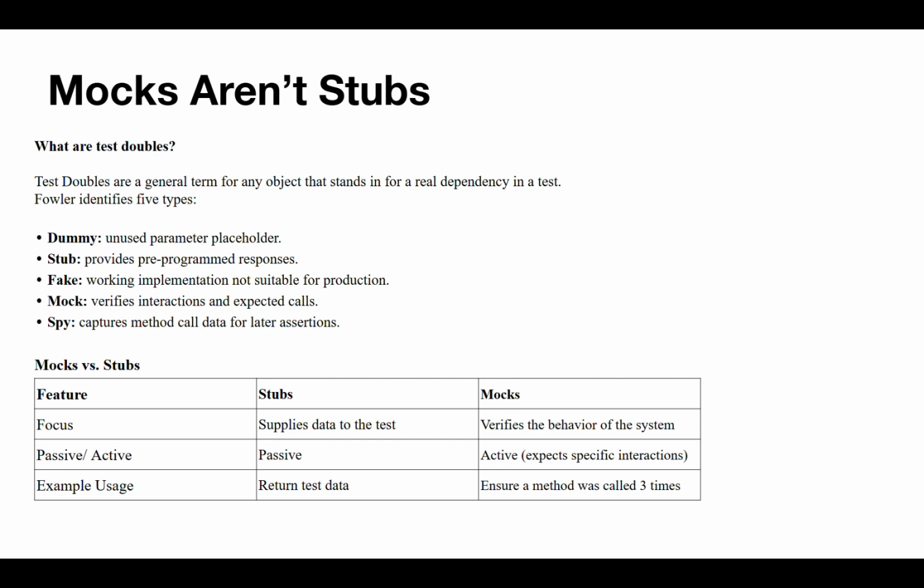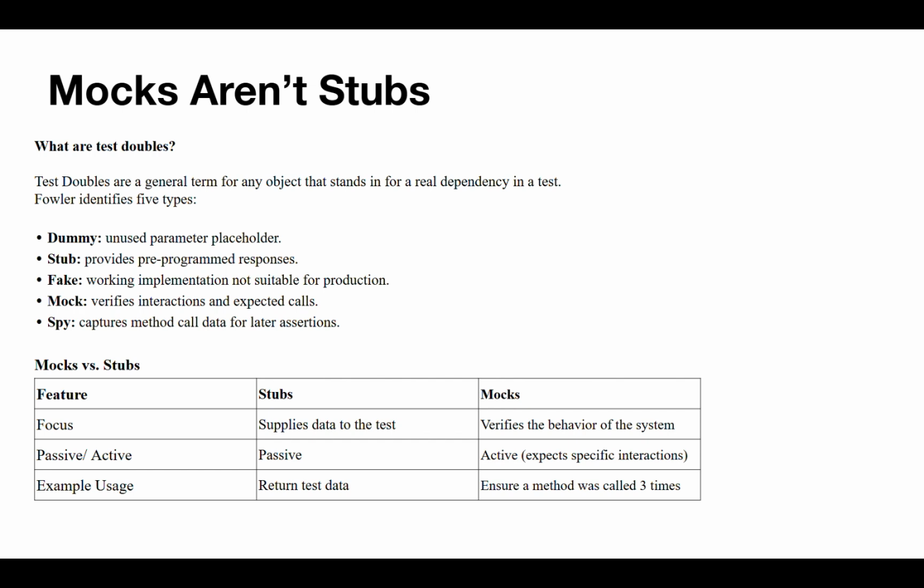As for speaking about mocks, mocks are not stubs. They are two completely different things. Martin Fowler defines five types of test doubles: dummy, fake, stub, spy, and mock. Mocks are used to verify behavior, and some of the questions asked are: did a method get called? What are the arguments? Stubs simply return predefined responses.